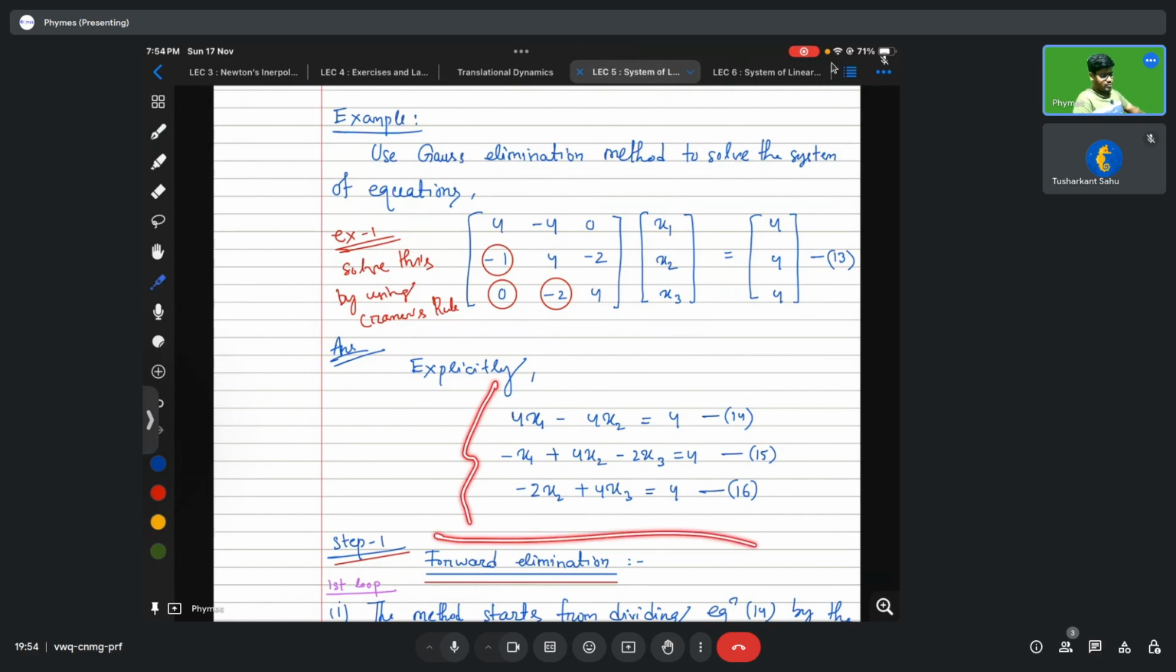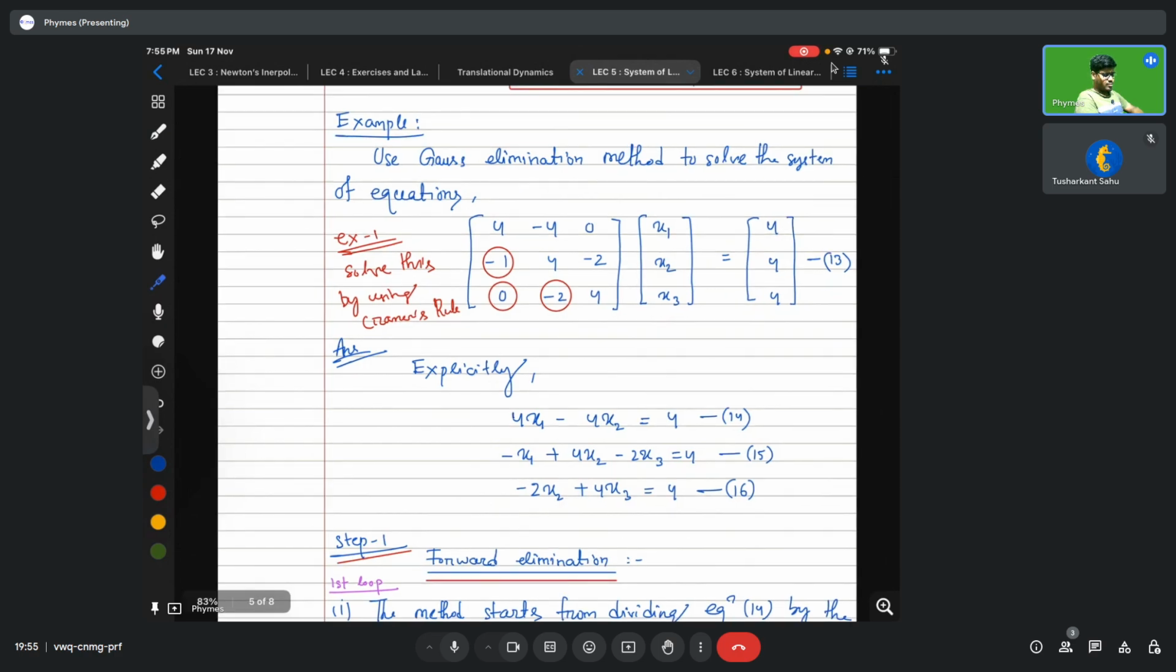So here this is 4 into x1 minus 4 into x2 and 0 into x3 is equal to 4. Then minus x1 plus 4x2 minus 2x3 equal to 4. On the right hand side, all the elements are 4, and the last equation is minus 2x2 plus 4x3 equals 4.